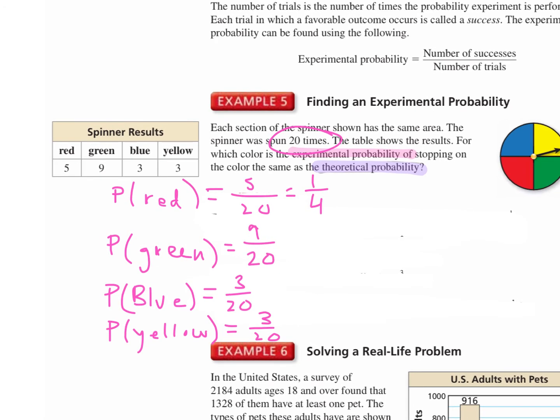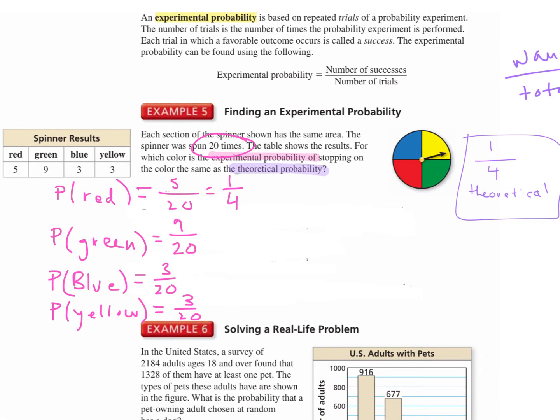So for which color is the experimental probability of stopping on the color the same as the theoretical probability? Red. Because our actual experimental probability was 1/4 and our theoretical probability was 1/4.